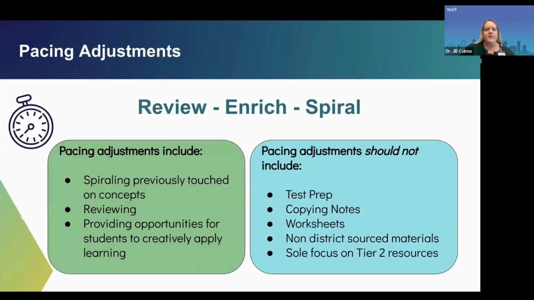When thinking about how these days are utilized, we want to make sure we know what they are for and what they aren't for. As you can see here, these pause points should be used for reviewing prior concepts that have been taught or concepts that have been spiraled throughout the unit. It can also be a time for providing opportunity for students to be creative in showcasing their learning. Pause point days should not be days for test prep, note-taking, additional resources outside of what is provided to Amplify, or a sole focus on Tier 2 materials.